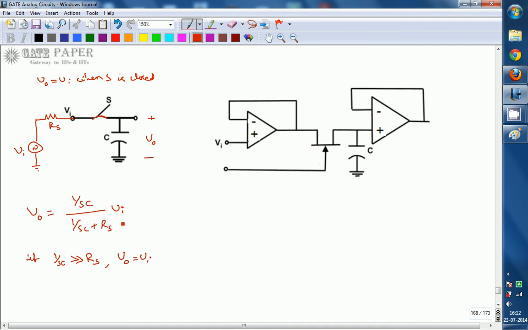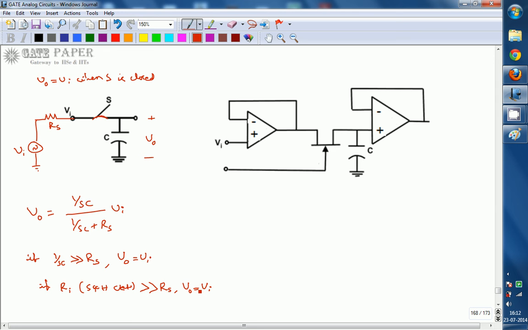So this implies that 1/Sc is the input impedance of the sample and hold circuit. The effective input impedance of the sample and hold circuit is Ri, which you can also write as Zi. If Ri, the input impedance of the sample and hold circuit, is very high compared to Rs, then only we can say that V0 is equal to Vi. But we cannot ensure this.